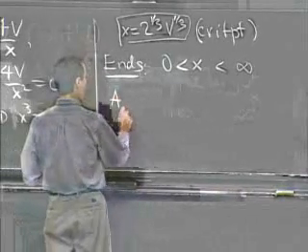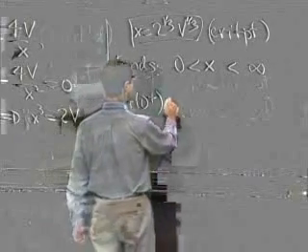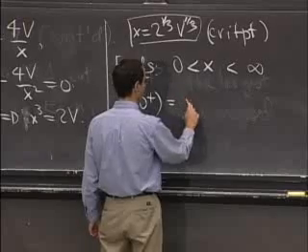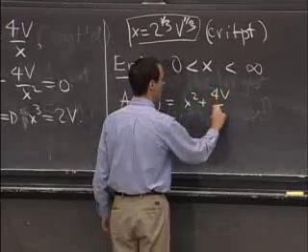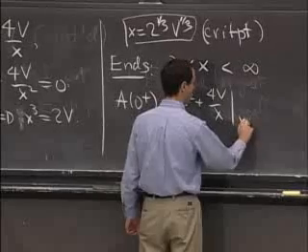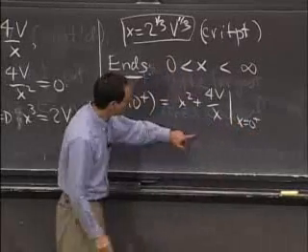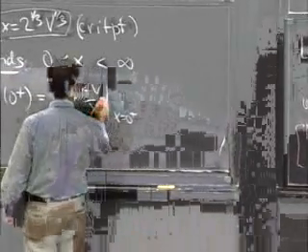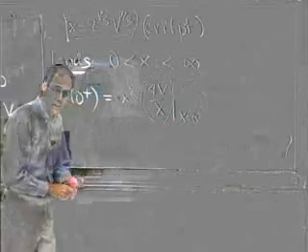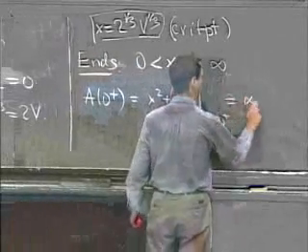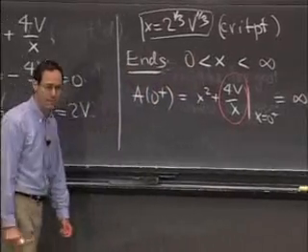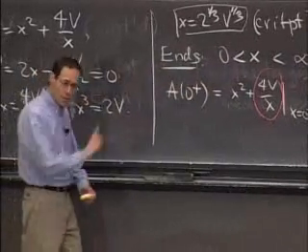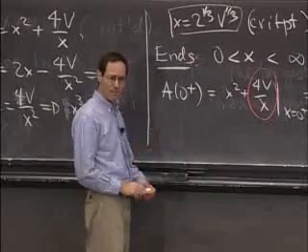So we're looking at a at 0 plus, right? And that's x squared plus 4v over x with x at 0 plus. So what happens to that? Notice right here, this is going to infinity, all right? So this is infinite. So that turns out to be a bad box.